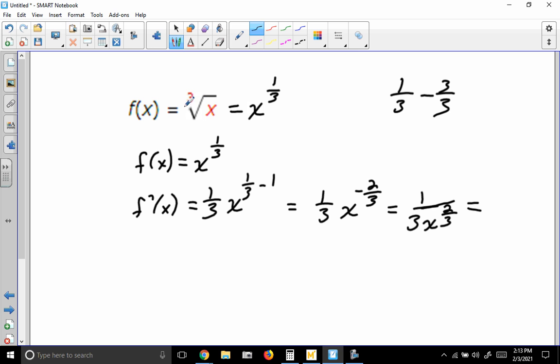And since our original problem was in radical form, let's put this in radical form. So 3 is not part of the base. Only x is part of the base. So we're going to take the cube root of x, and then that's to the second power. X squared, cube root of that. So that's what we would get when we apply our power rule. The rest of this is just simply algebra.